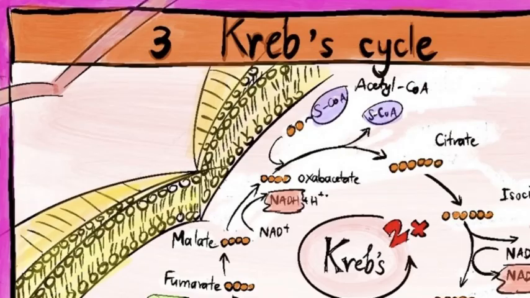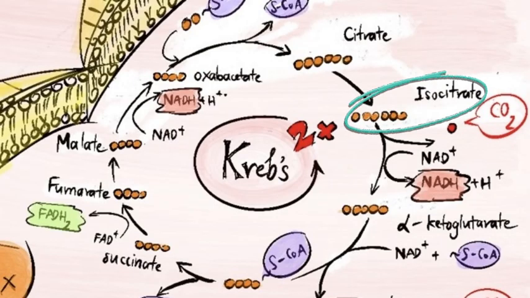Third, Krebs cycle. The 2-carbon acetyl-CoA enters the Krebs cycle by cutting its CoA tail and reacting with 4-carbon oxaloacetate (OAA) to create the first 6-carbon intermediates, citrate and isocitrate respectively.